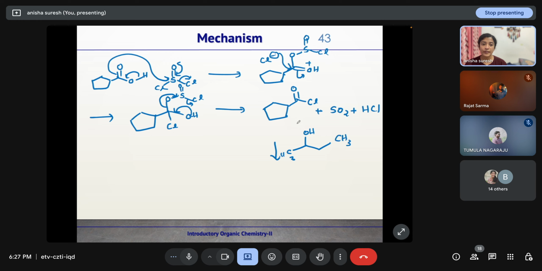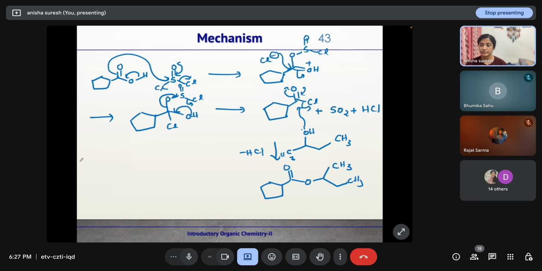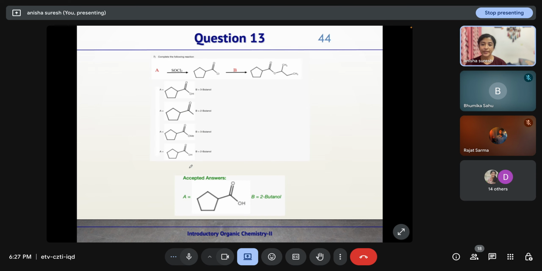Now we have 2-butanol in the medium that will add on here. HCl will be removed, and it will lead to formation of this ester. Is the mechanism clear? Yes, ma'am. Okay, so option D is the right answer in this case.